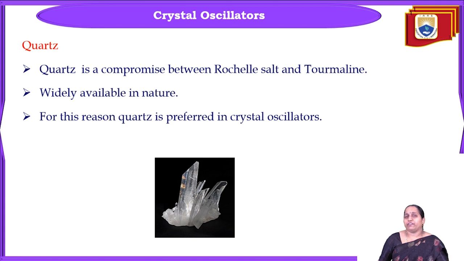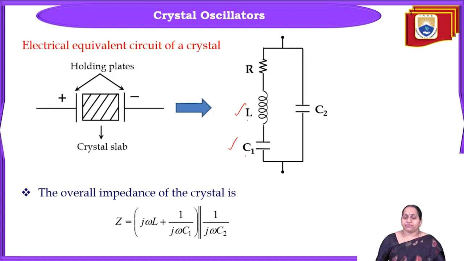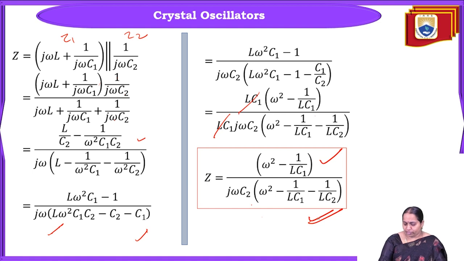Moreover, quartz is widely available in nature. That is why we prefer quartz in crystal oscillators. Next, we have seen the electrically equivalent circuit of a crystal, and we calculated the overall impedance, simplified it further, and got an expression. Then we defined series frequency and parallel frequency. Series frequency is when you connect the crystal in series to the amplifier. So, impedance will be low, that is, we equated the numerator part to zero. So, you get the series frequency omega s.